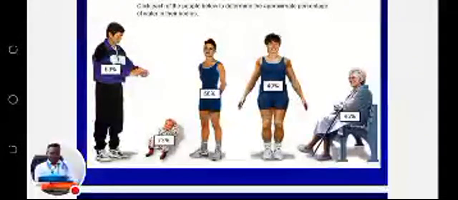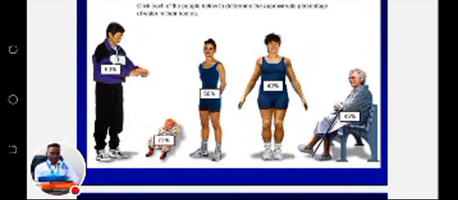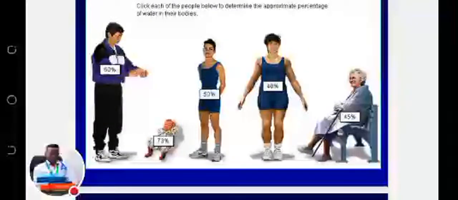Okay, so percentages of water in the body. In males, it's about 60 to 65%. Then in babies, it's about 70 to 73 to 80%. In an adult female, it's about 50 to 55%. And in an old-aged female, it's about 40%. Why are the percentages decreasing when one is increasing with age?